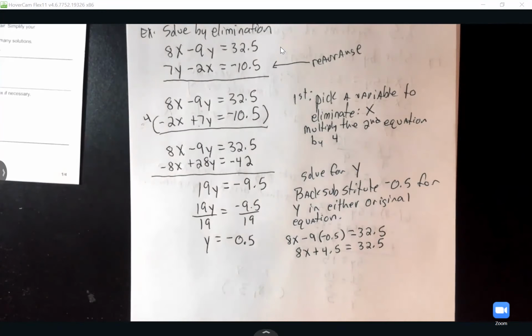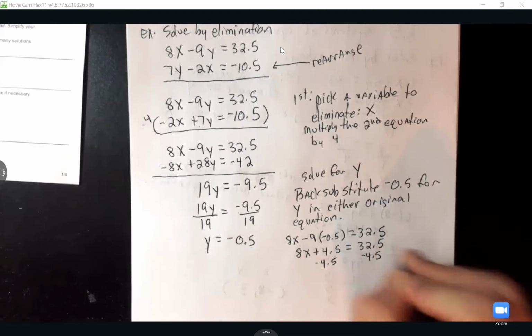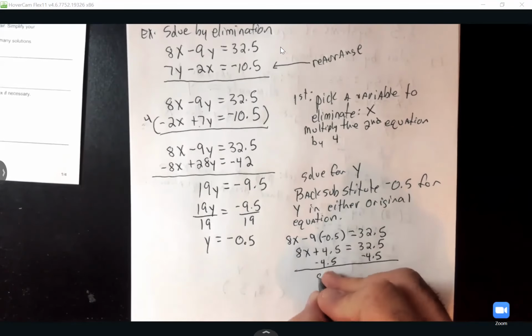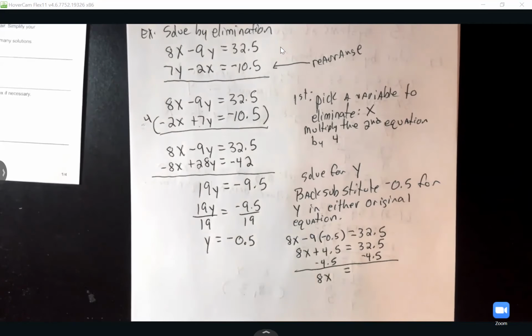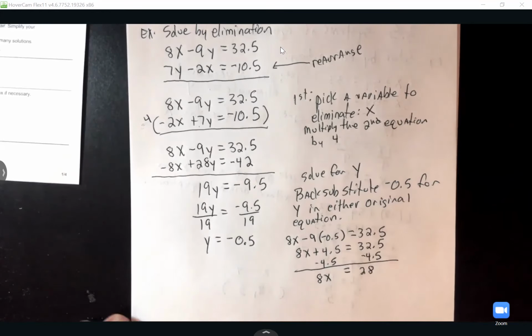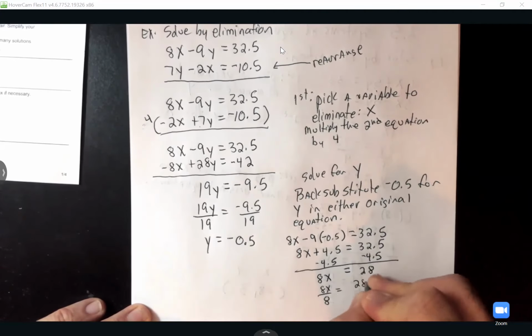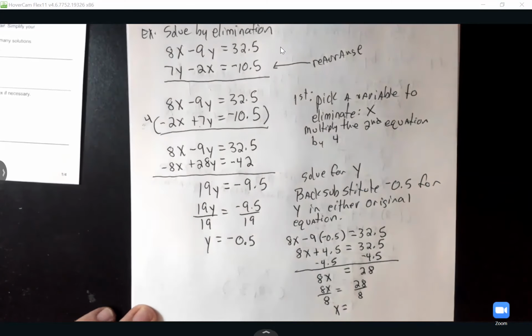Ooh, decimals are fun, right? 32.5, let's subtract 4.5 from both sides. So that 8x is equal to what, 28? And then divide by 8. 8, right? There you go. So x, I think, is equal to 3.5.